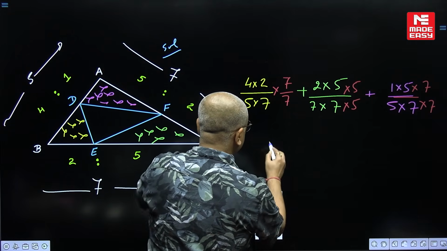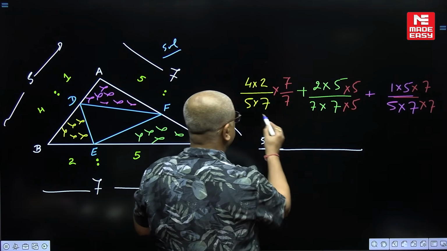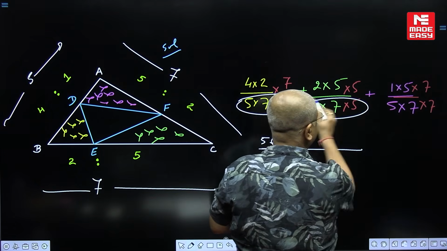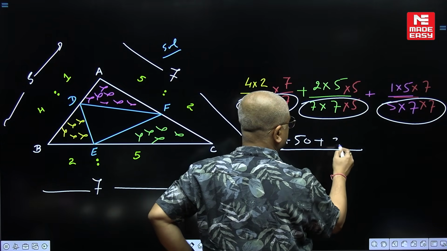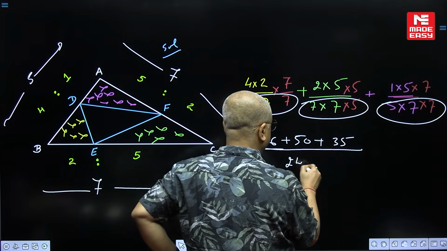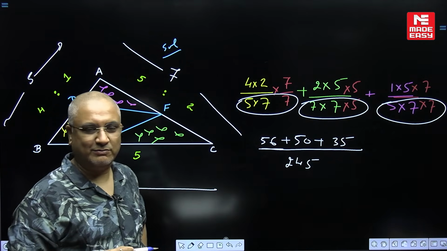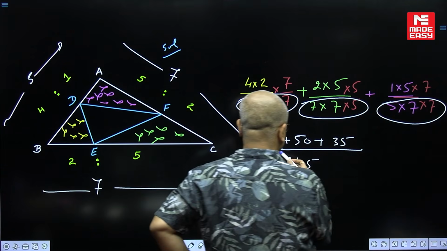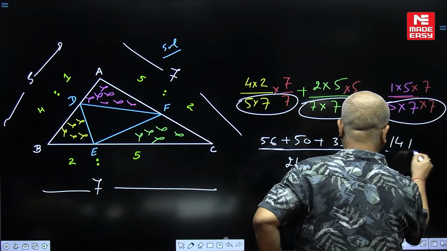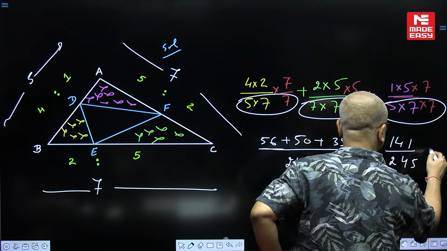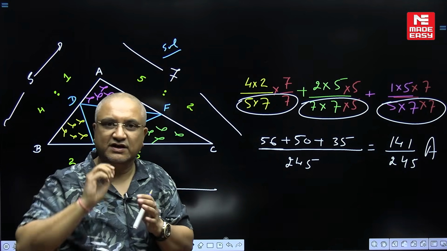ऊपर क्या आया एक बार बता दीजिए. 56 by 245. देखो ये सबका कॉमन हो गया है, एलसीएम हमने यहाँ पे ले लिया है. So that is going to be 50 and this is going to be 35 upon 245 was 5 into 7, 35 into 7, 245 was common to all of them. Now here it is, this is equal to 141 by 245 of the fraction of the total. यहाँ A लिखेंगे, A लिखेंगे, A लिखेंगे, A represent the total area.